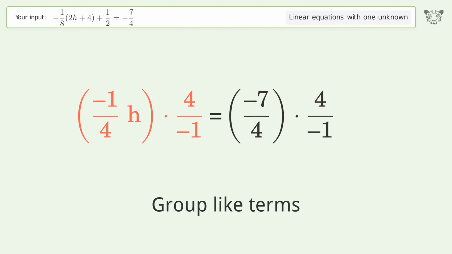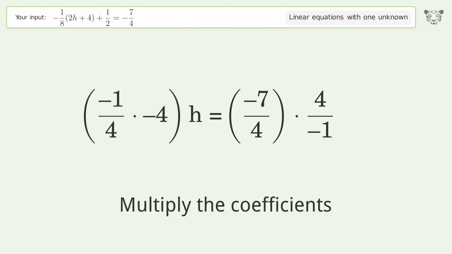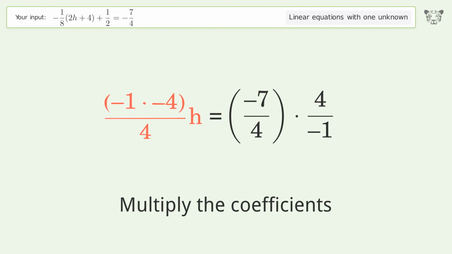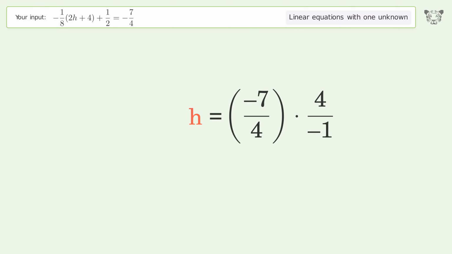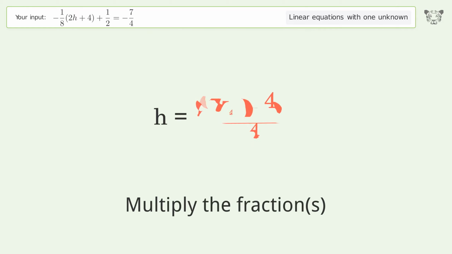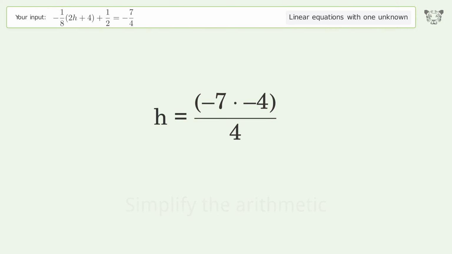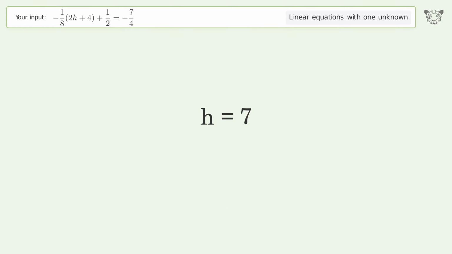Group like terms. Multiply the coefficients. Simplify the arithmetic. Multiply the fractions. Simplify the arithmetic. And so the final result is h equals 7.